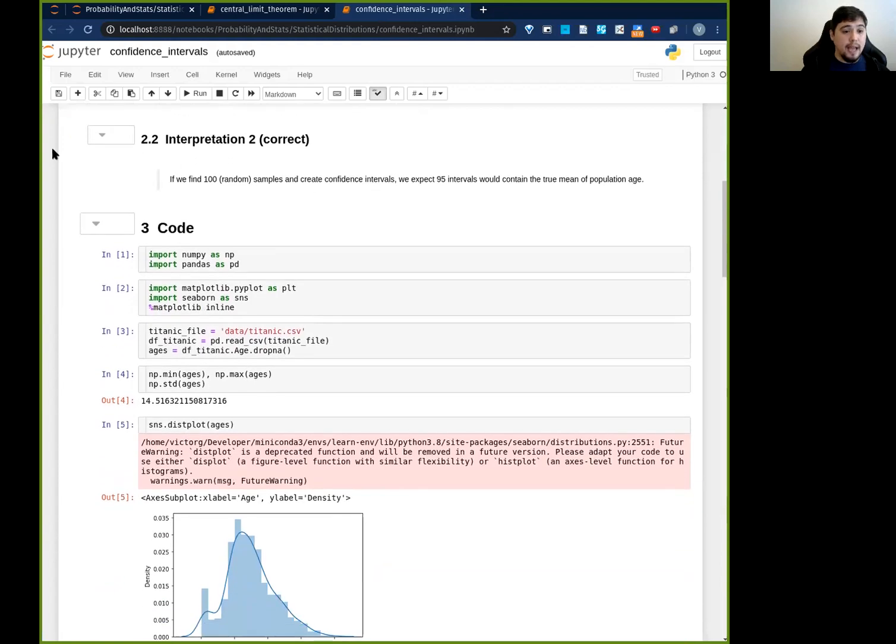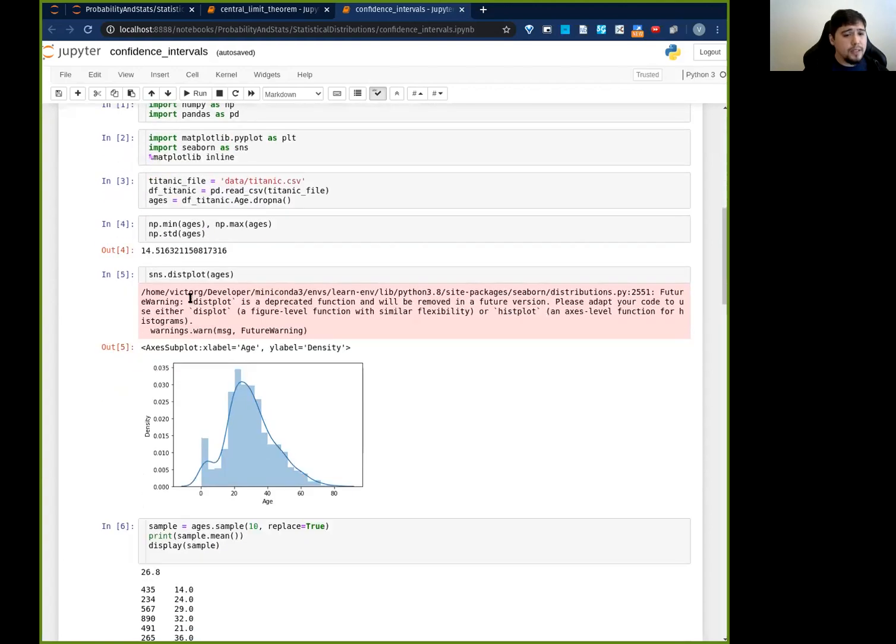Note that to have a larger confidence level, you basically have to expand out what the values possibly are. Because if you expand out your confidence interval, then more of your confidence intervals will actually contain the true population mean.